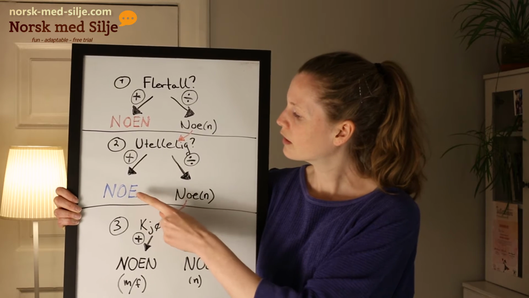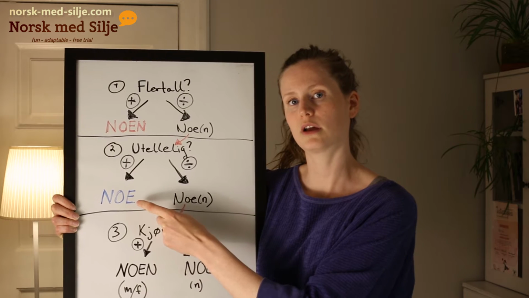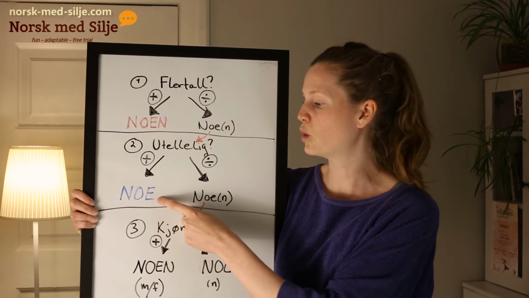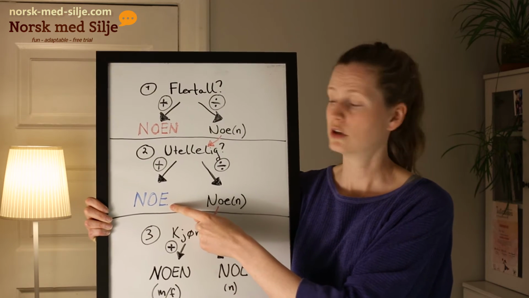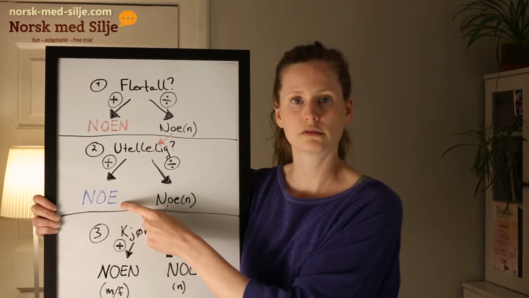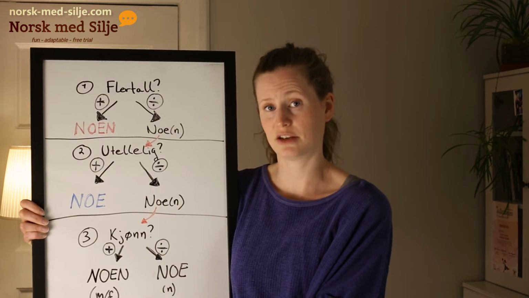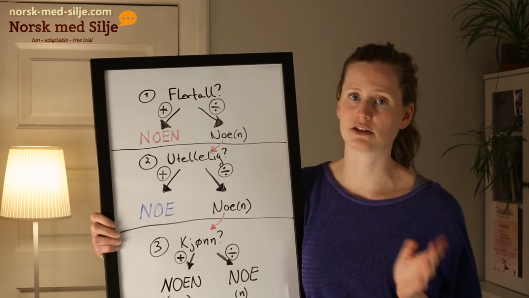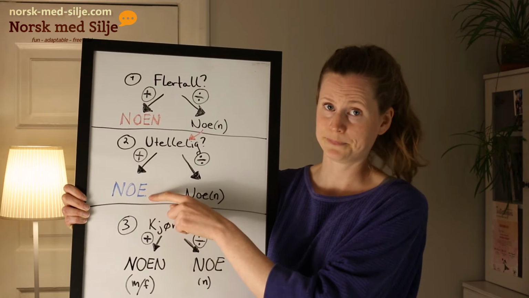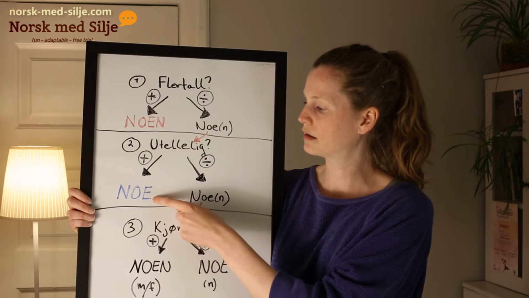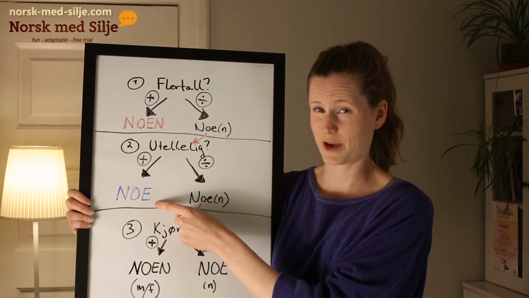Therefore, we have to use noe. For all uncountable words, we use noe. So noe mat, or noe snø, noe regn. Don't have to worry about the gender. Doesn't matter if it's masculine or feminine or neuter. If it's uncountable, you use noe. Okay, so noe, singular, uncountable. Okay, are you following?